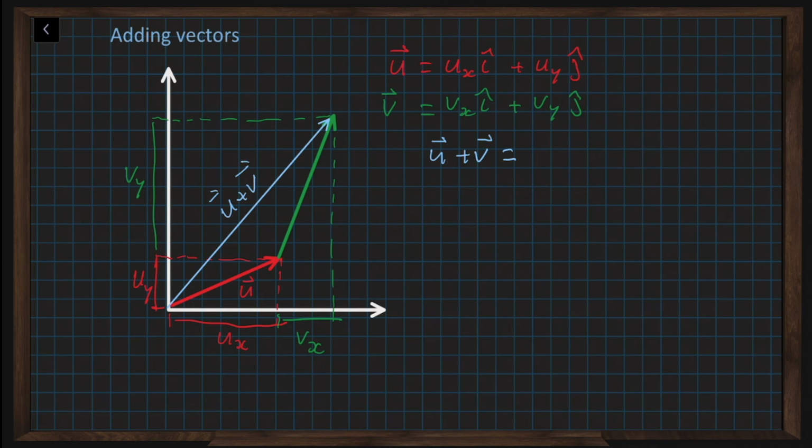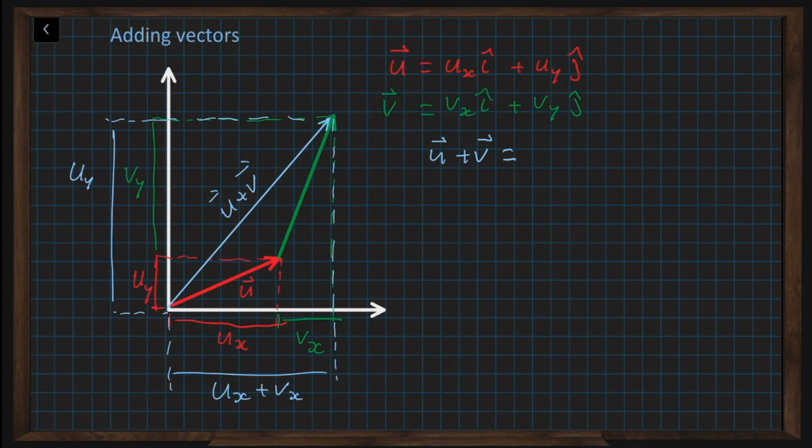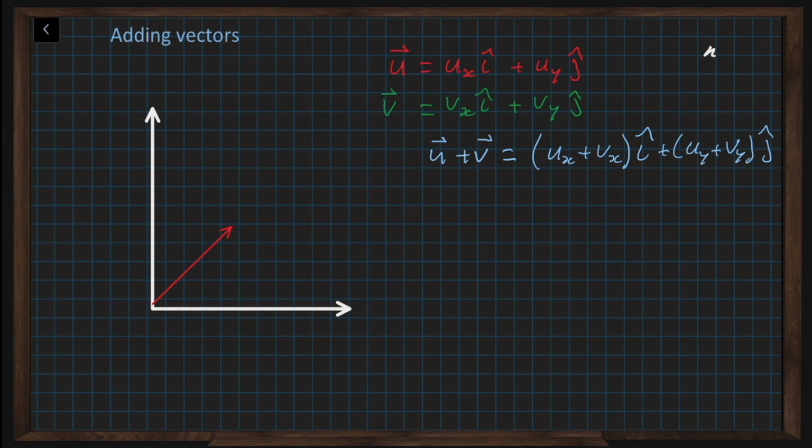And to find the components of that vector, we drop down to the x-axis, and we find that that distance is equal to ux plus vx. And we go across to the y-axis, and it wouldn't surprise you that this distance is uy plus vy. So when we write that out, we see that the x component of this vector is equal to ux plus vx, all multiplied by i hat, and then the y component is uy plus vy multiplied by the j unit vector. And I'm just going to clean this up.